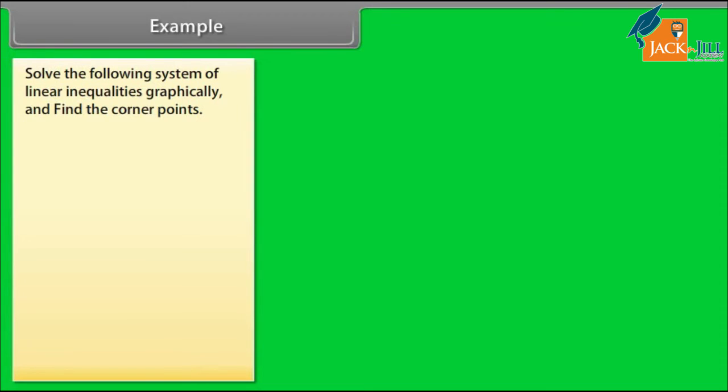Example. Solve the following system of linear inequalities graphically and find the corner points. 2x plus y is less than or equal to 22. x plus y is less than or equal to 13. 2x plus 5y is less than or equal to 50. X is greater than or equal to 0. Y is greater than or equal to 0.